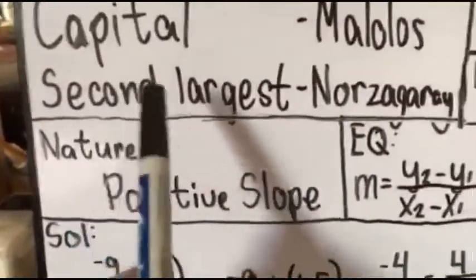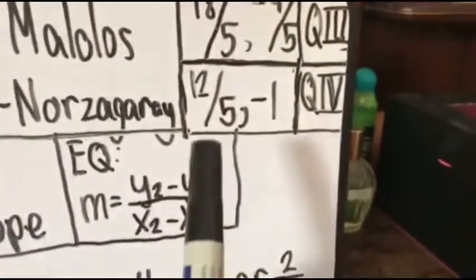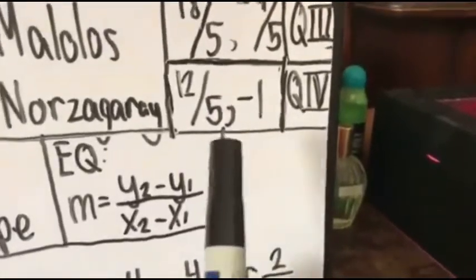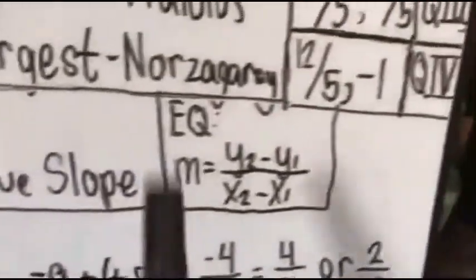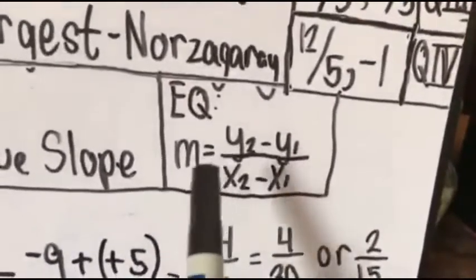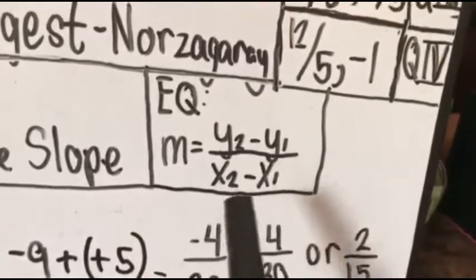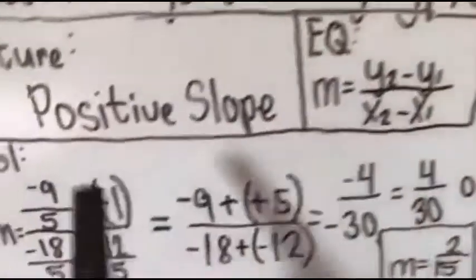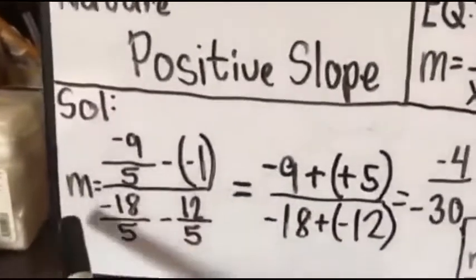Next, the second largest city or town of Bulacan is Norzagaray. Its coordinates are 12 over 5 and negative 1. It is located at the fourth quadrant. The nature of the slope is a positive slope. The equation for the solution is m equals y sub 2 minus y sub 1 over x sub 2 minus x sub 1. Solution: we substituted it as a first step.